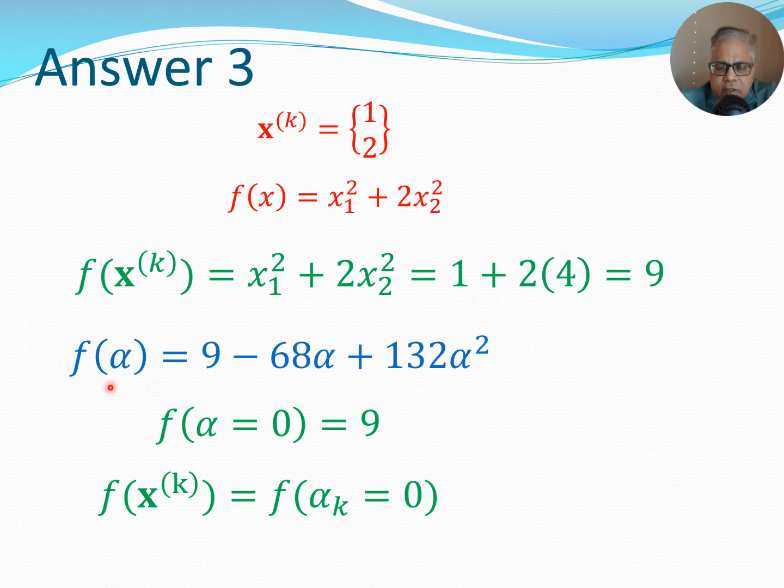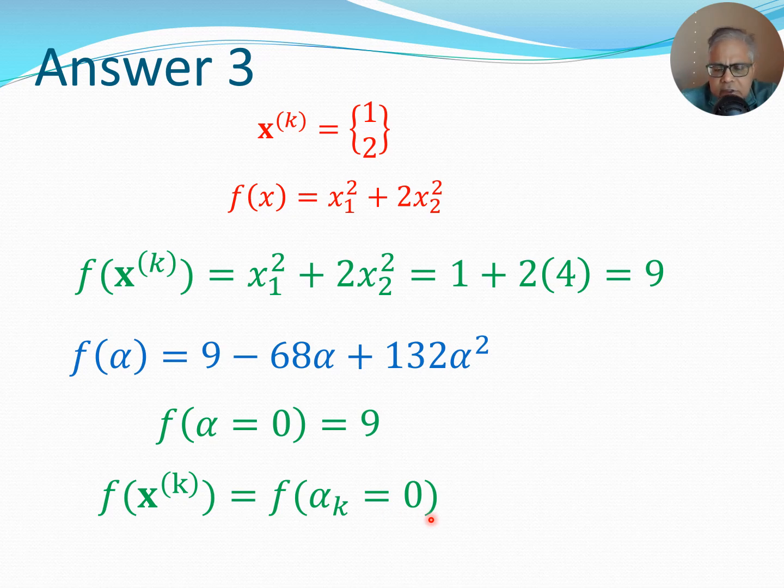Now if I were to take the function I obtained in the previous question, the alpha function that is given by this equation in blue, and if I set alpha equal to 0, you can see I immediately get the value of 9 here. And so I can say that f(xk) is f at alpha k equal to 0.